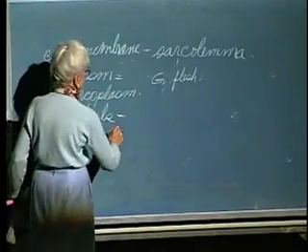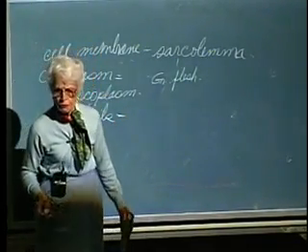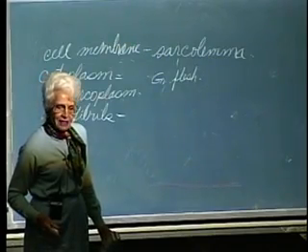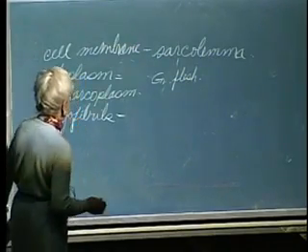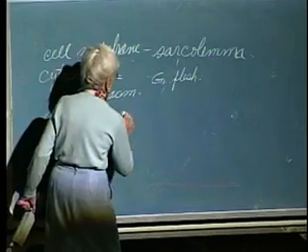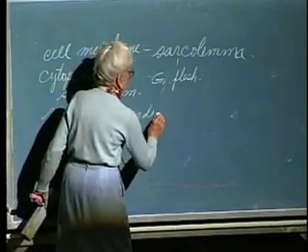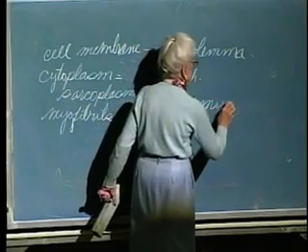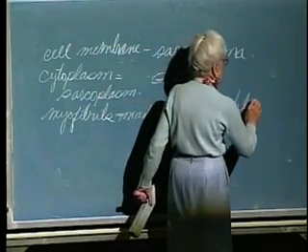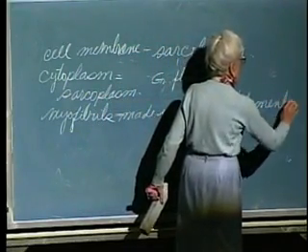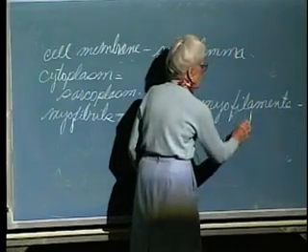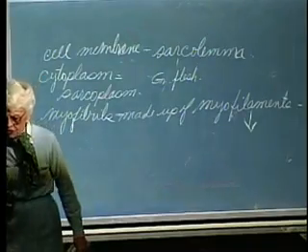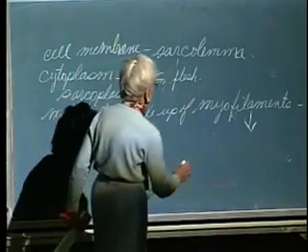And these myofibrils are made up of what? Good guess. Myofilaments. Myofibrils made up of myofilaments. What are myofilaments made up of? Actin and myosin. Right. Actin and myosin.